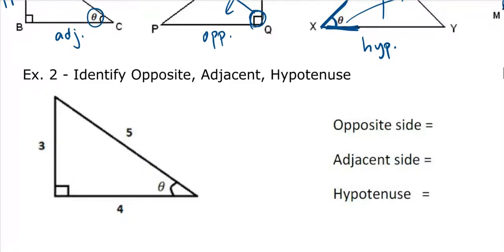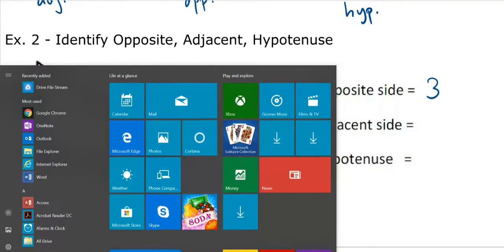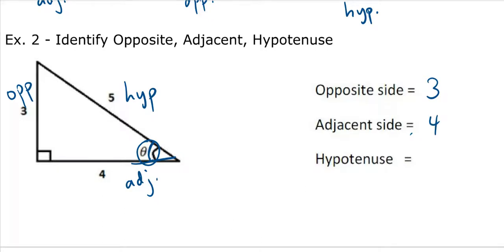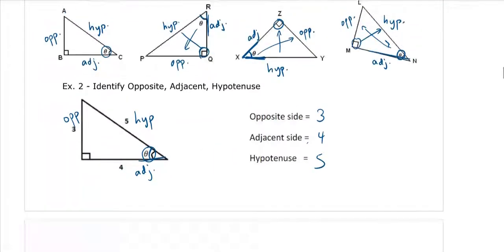Example 2, identify the opposite, adjacent, and hypotenuse. What if I asked to identify the lengths? So the opposite side. So let's go. My theta reference angle, my hypotenuse is here, and my adjacent side is down here, touching the angle, and the opposite is across. So if I were to label the lengths of each side, my opposite would be 3, and my adjacent side would be 4, and my hypotenuse would be 5. So it's as simple as that.